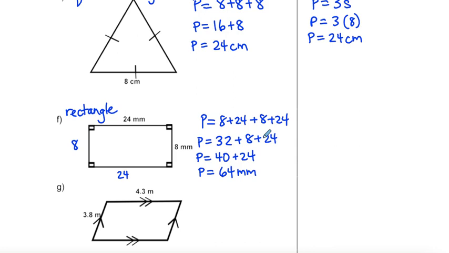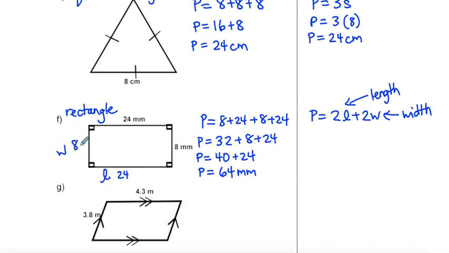Another way you can calculate the perimeter of a rectangle is using the formula 2L plus 2W, where the L stands for the length of the rectangle and the W stands for the width. Truly, it doesn't matter which one you label which. So I'm going to call my 24 my length and my 8 my width. So my perimeter will be 2 times 24 plus 2 times 8. I'm substituting in the numbers in the right spot.